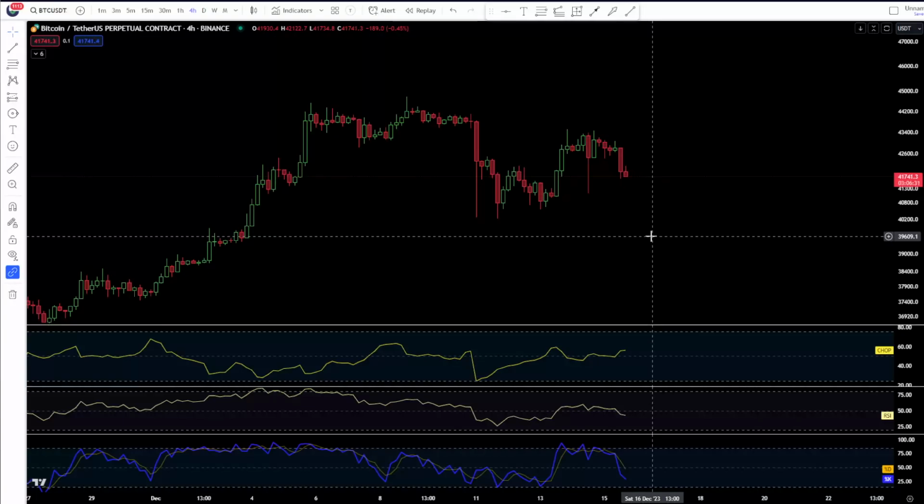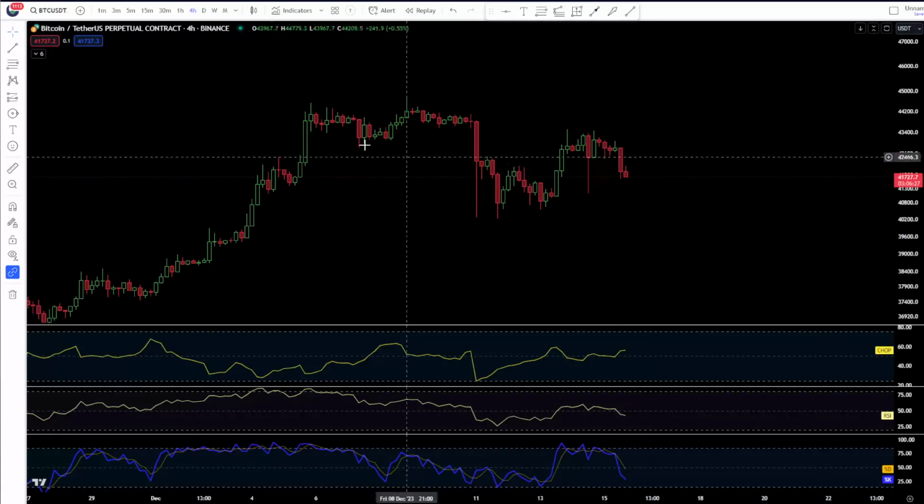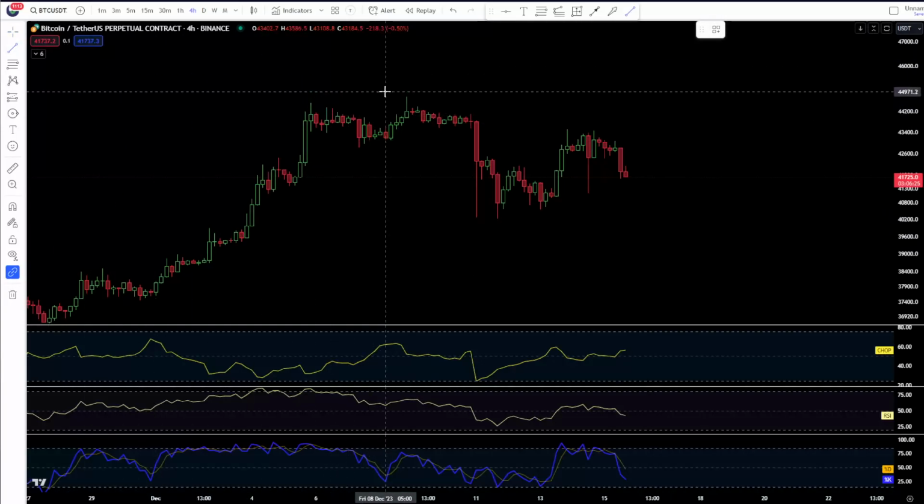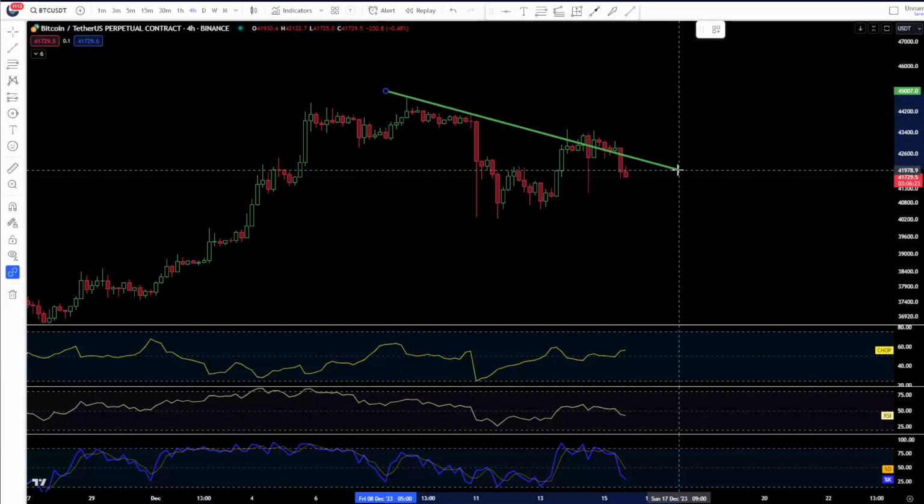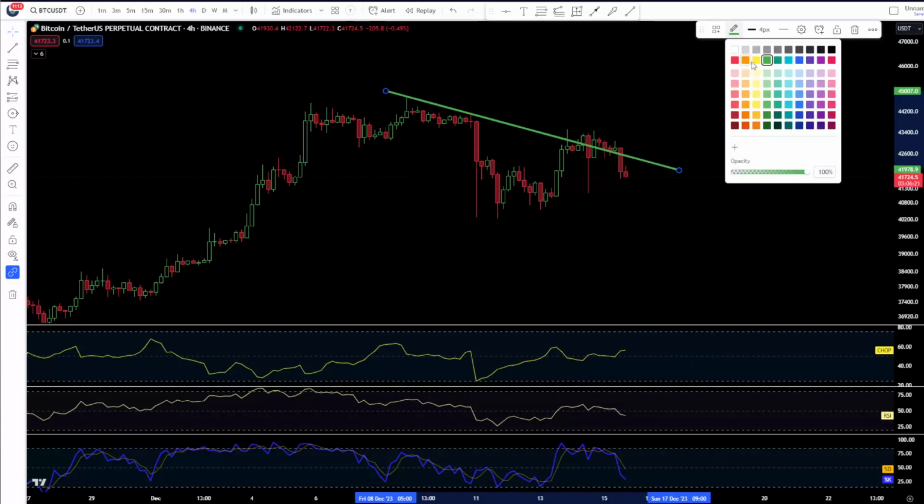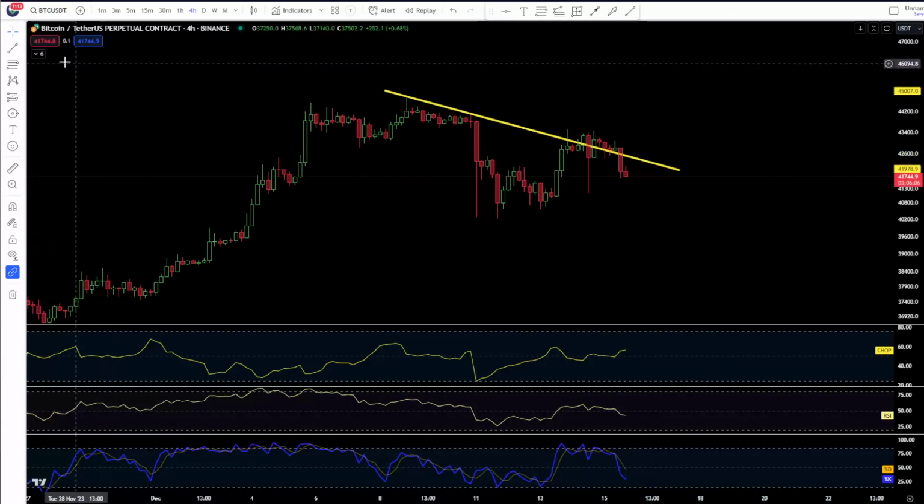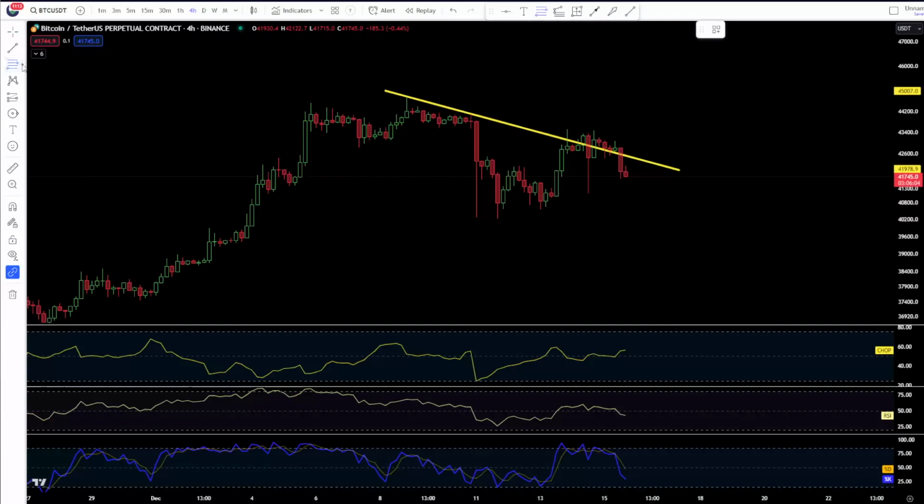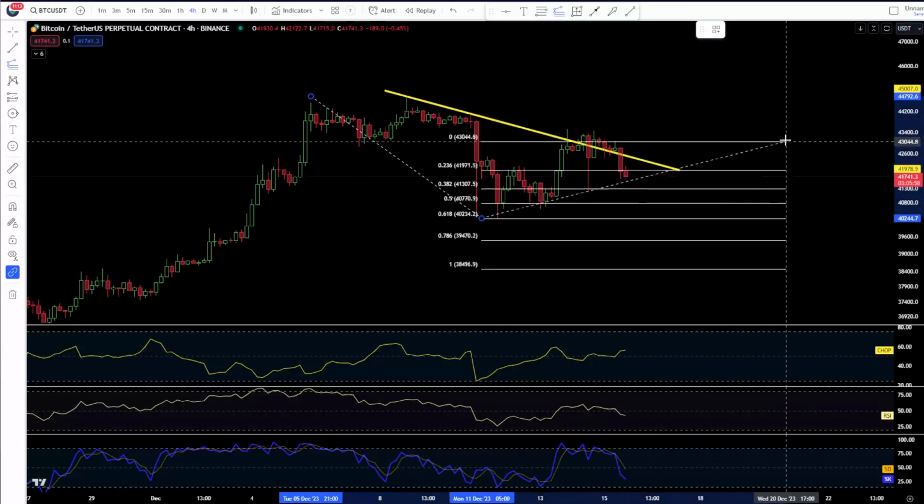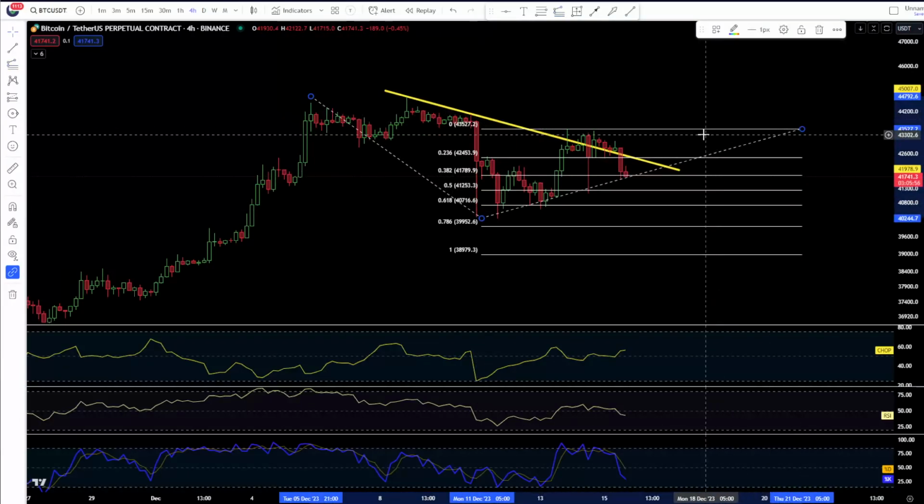Let's start by checking the current situation on the BTC to USDT pair, taking into account the 4-hour interval. First, we will use the yellow line to determine the local downward trend, to which the price quickly returned. Now we can move on to marking support areas in the event of a correction.